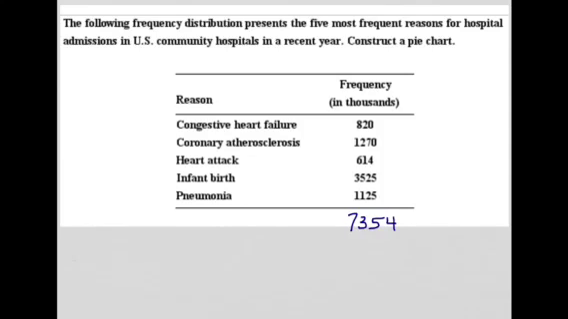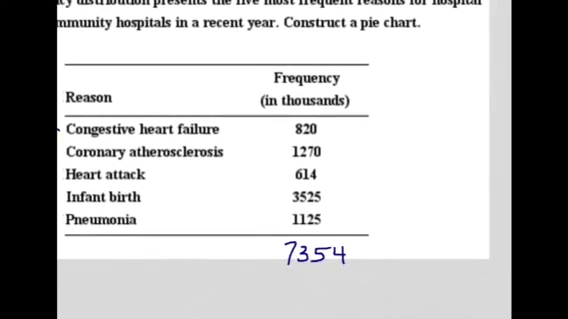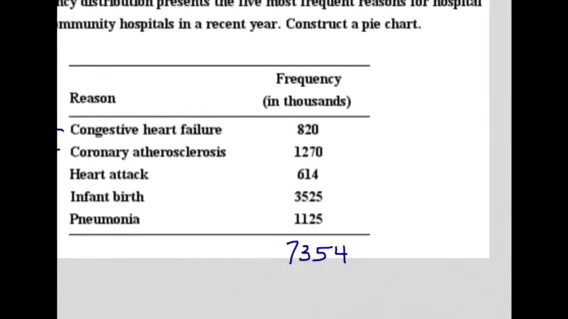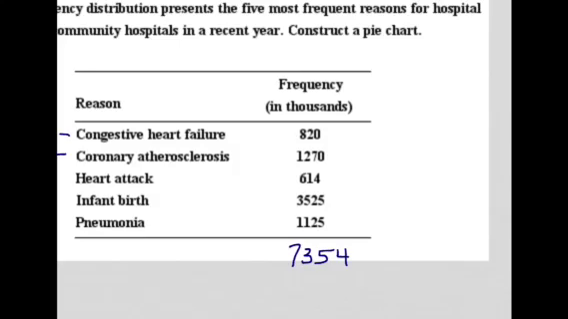Okay, so now I have the total of my frequencies. Now what I need to know is for each individual reason, what percentage of the pie chart corresponds to that reason, and then we want to find out, well, what is that percentage of 360 degrees, since there's 360 degrees in a circle. So I'm going to calculate that all at one time. So I'm going to get the number of degrees in the particular segment that we're looking at.